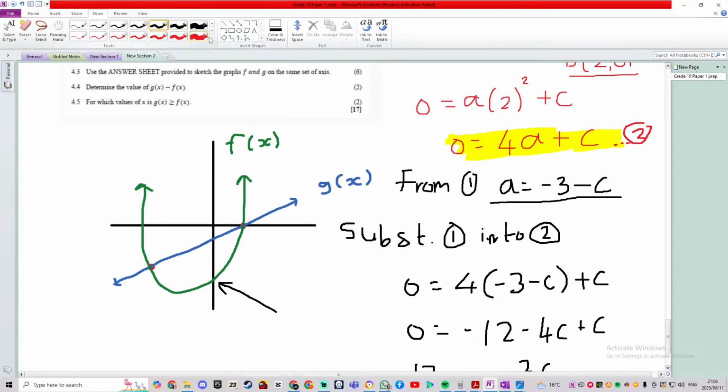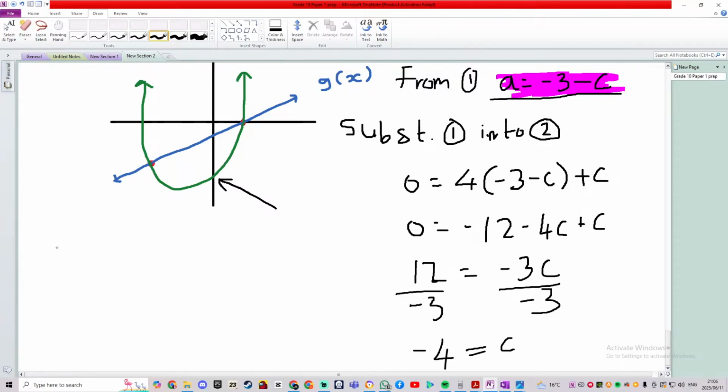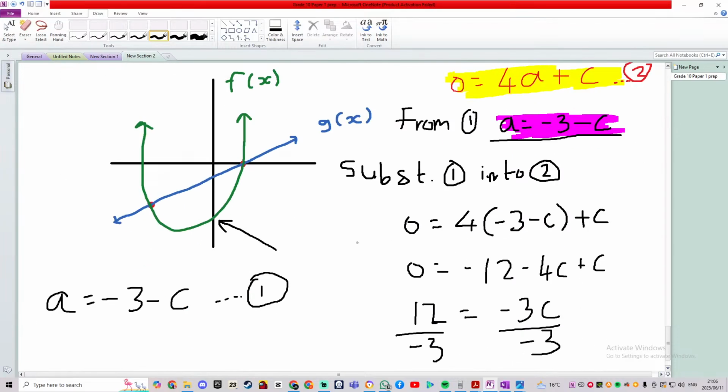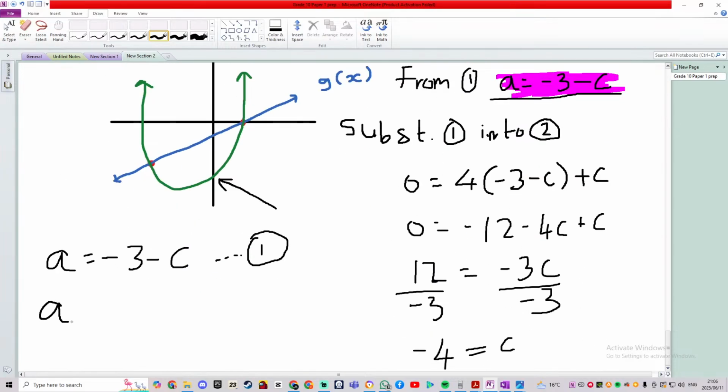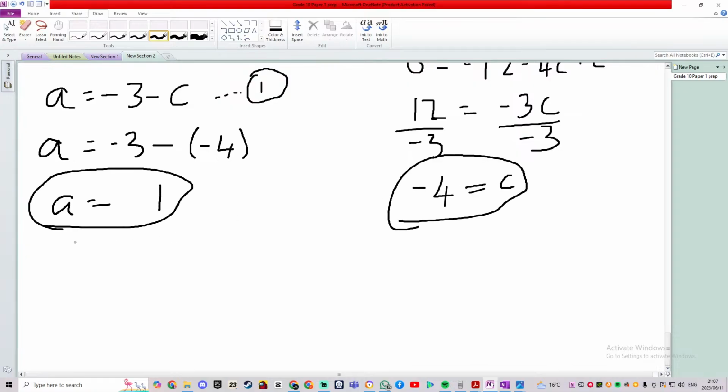So I know that if I look here, do you see that there? a is equal to minus 3 minus c. That is equation 1. Remember that? To find a, I substitute my c that I just found, in brackets minus 4. So a is equal to minus 3 minus minus 4. That's going to be equal to 1. So now my a is 1, my c is minus 4.